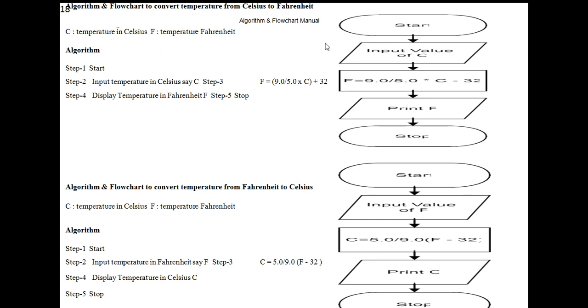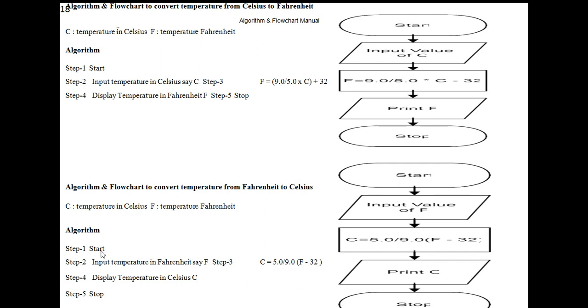Okay, and you can observe the flowchart also. Start, input value of C, F equal to 9.0 by 5.0 into C plus 32, print the result, and then you finally stop. And the same in a different way is used for conversion of Fahrenheit into Celsius. Okay, this is the flowchart and algorithm.